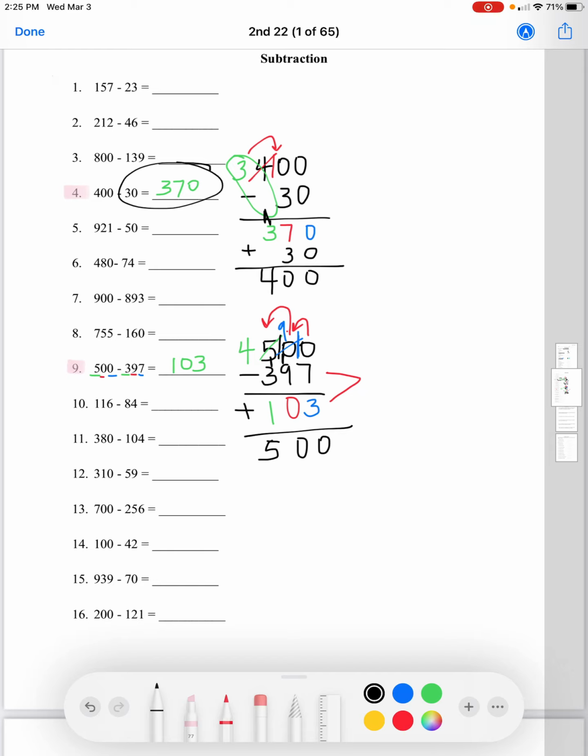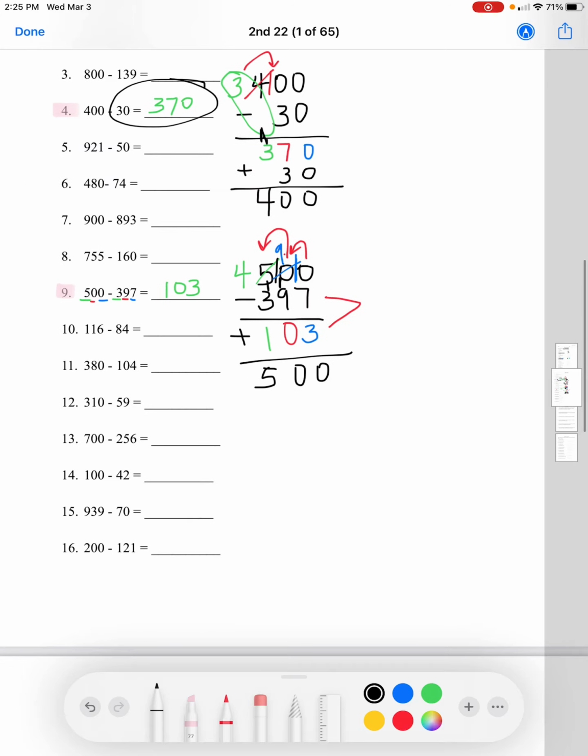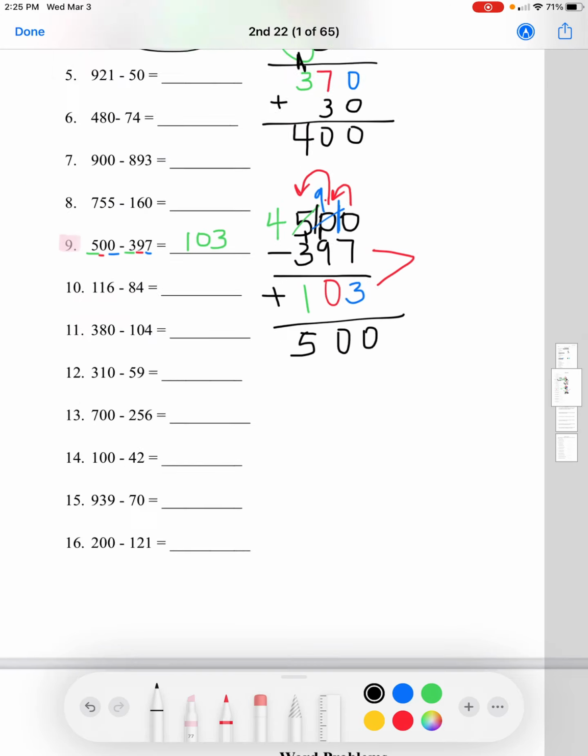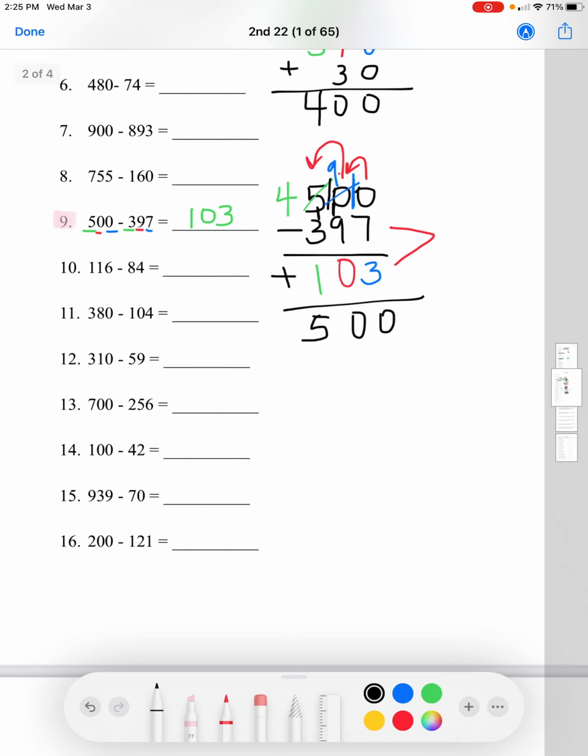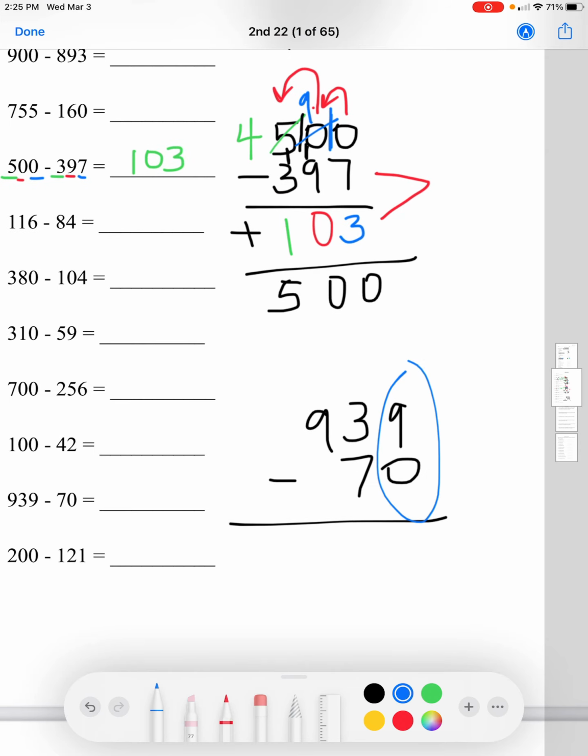Now let's actually go over one last question. Let's go over number 15. 939 minus 70. We have our ones place, our tens place, and our hundreds place. So in the ones place, we have 9 minus 0, which equals 9. The tens place, we have 3 minus 7.